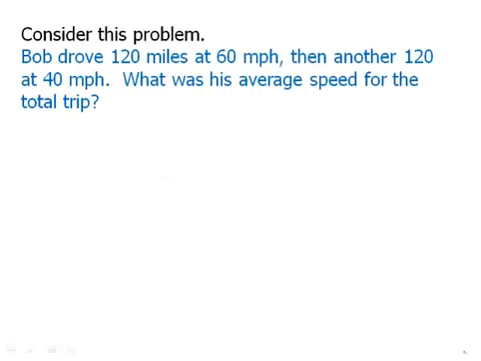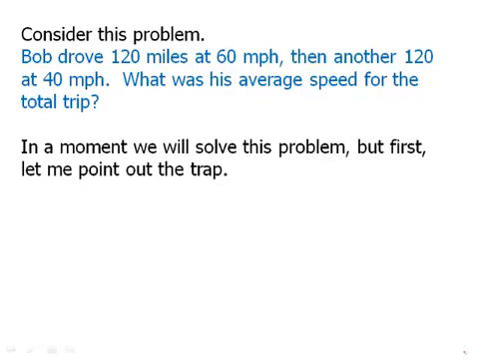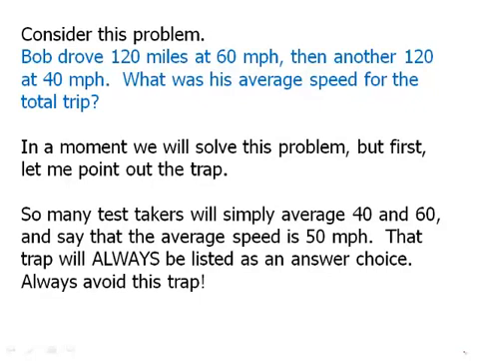Here's an example. Bob drove 120 miles at 60 miles an hour, then another 120 at 40 miles an hour. What was his average speed for the trip? In a moment we will solve this problem, but first let me point out the trap. So many test takers will simply average 40 and 60. Of course, the average of 40 and 60 is 50, so they're going to say that the average speed has to be 50 miles an hour.